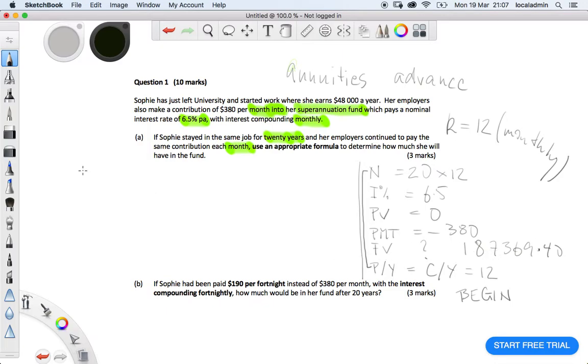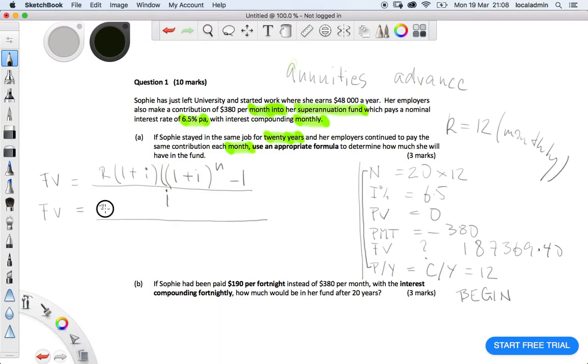And all we need to do now is find a formula. On your formula sheet, you will find a formula with the heading annuities in advance, which is the future value equals the regular payment over I, times 1 plus I, times 1 plus I to the power of n minus 1, over I. Now let's put all our details in there.